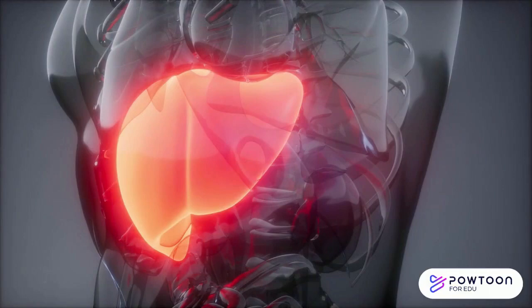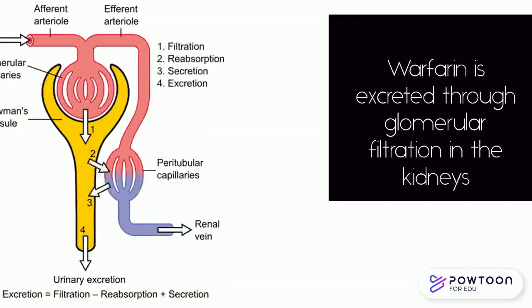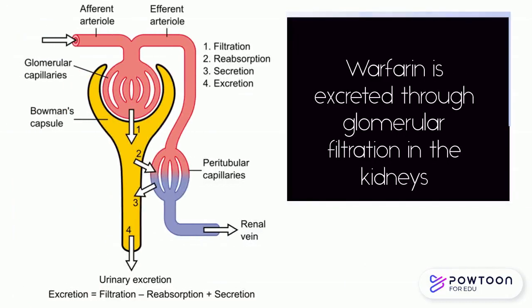There are 2 enantiomers of warfarin. Most often, people are prescribed a racemic mixture of both enantiomers. Based on the enantiomers prescribed, different enzymes break down different parts of the drug. Warfarin is primarily excreted as metabolites by glomerular filtration in the kidneys. The elimination half-life is about 35 hours.